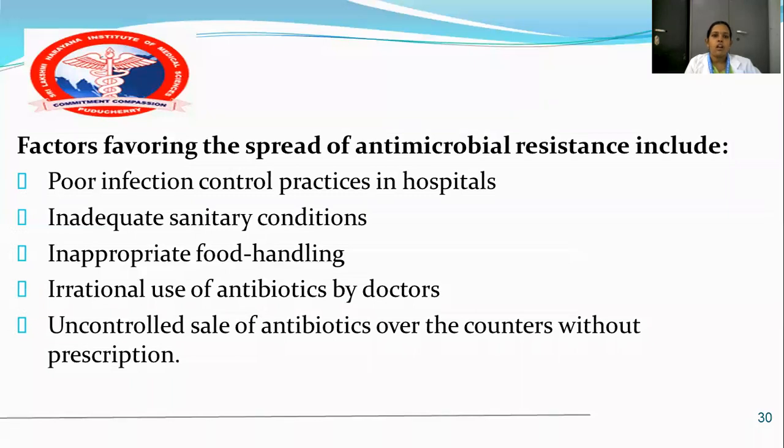Factors favoring the spread of antimicrobial resistance include poor infection control practices in hospitals, inadequate sanitary conditions, inappropriate food handling, irrational use of antibiotics by doctors, and uncontrolled sale of antibiotics over the counter without prescription. People go to the pharmacy, get the antibiotics, and take them by themselves. That is very wrong.